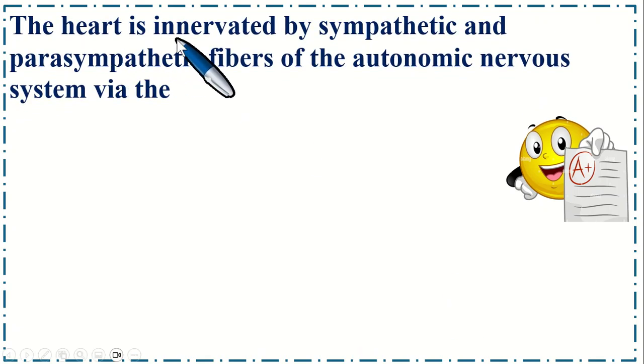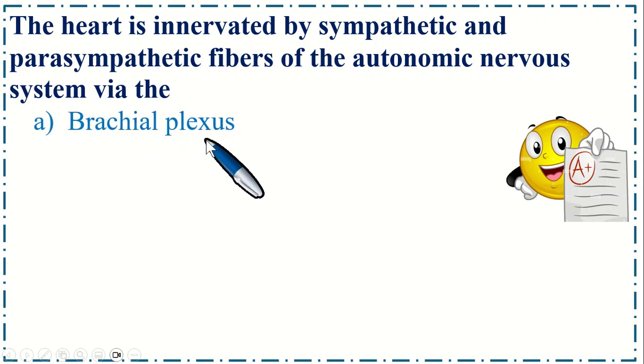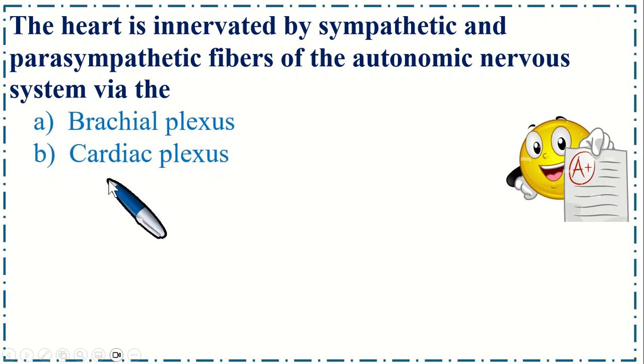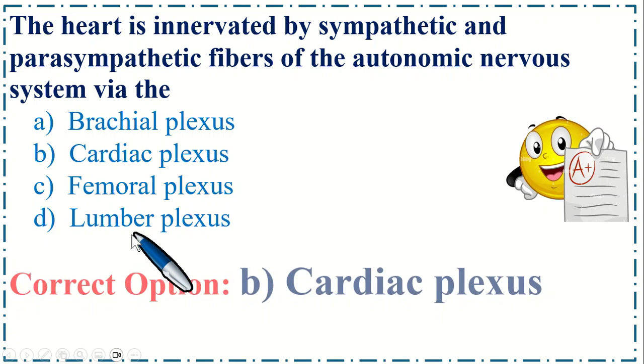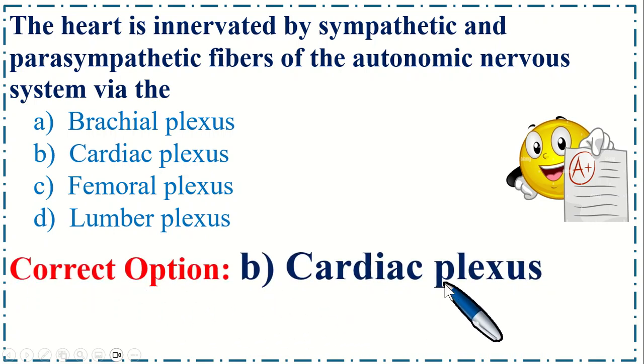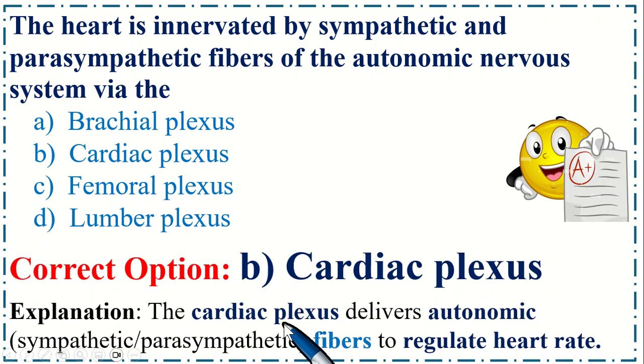The heart is innervated by sympathetic and parasympathetic fibers of the autonomic nervous system via the option A brachial plexus, option B cardiac plexus, option C femoral plexus, and option D lumbar plexus. So the correct option is B cardiac plexus. So the cardiac plexus delivers autonomic sympathetic and parasympathetic fibers to regulate heart rate.